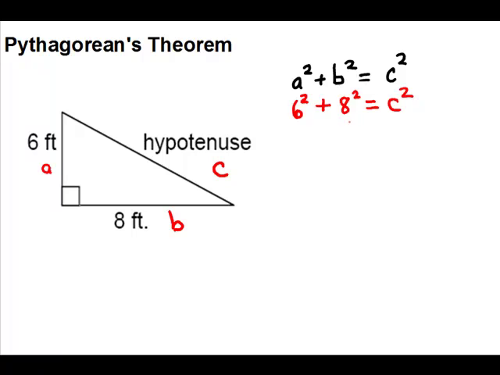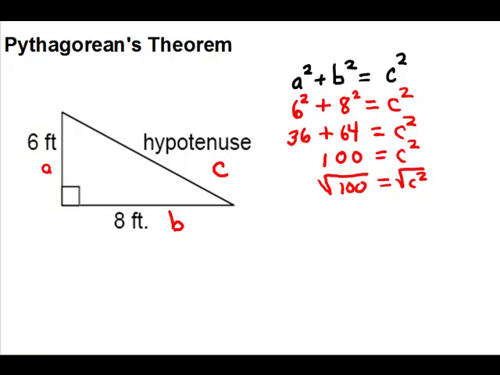Then we'll do the math on the left-hand side. 6 squared is 36, plus 8 squared is 64, equals C squared. Add together, 36 plus 64 gives us 100, equals C squared. Now, we don't want to know C squared, we want to know C. So this is where we take the square root to get just C. So do the square root of both sides, square root of 100, and square root of C squared. Square root of 100, this is a perfect square, gives us 10, and the square root of C squared gives us just C. So our hypotenuse is 10 feet.